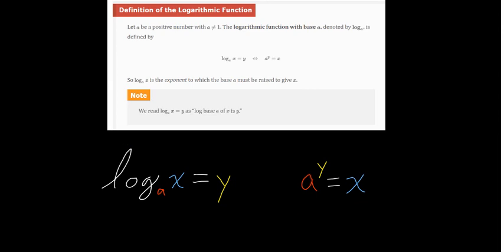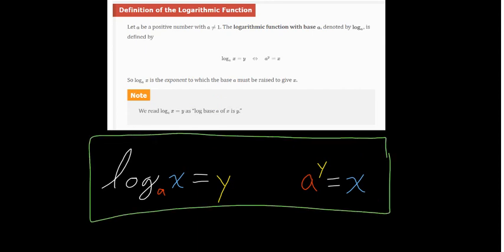So log base a of x is the exponent to which the base a must be raised to give x. The big takeaway is this. Write that down, maybe with other colors as well. Realistically, once you get used to it, you'll be just fine.